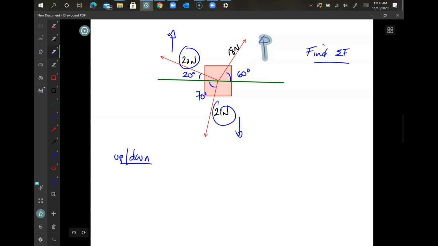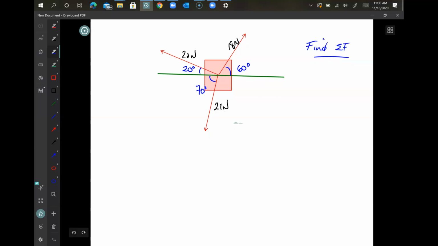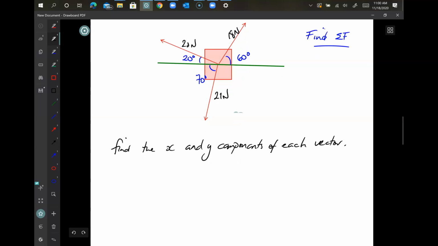So the question is, does the component of the 20 Newton vector that is acting upwards plus the component of the 18 Newton vector acting upwards, does that outweigh the 21 Newton vector component acting downwards? Now, instead of saying up-down, we're going to talk instead of x and y, which amounts to the same thing. So what we're going to do is find the x and y components of each force vector. And I'm going to list them.